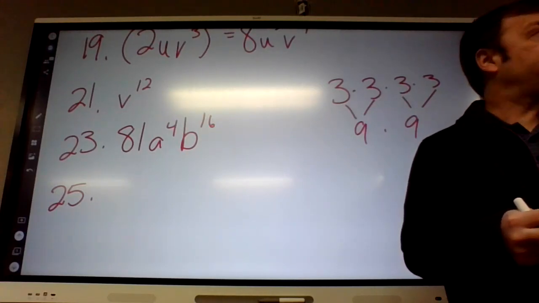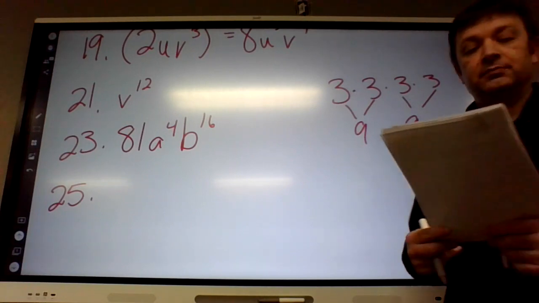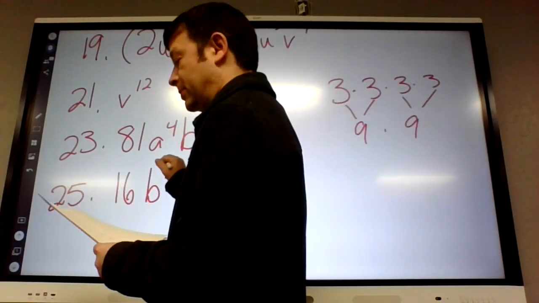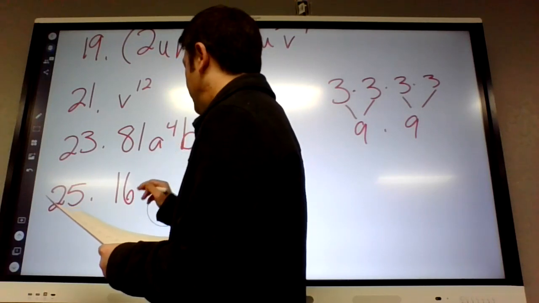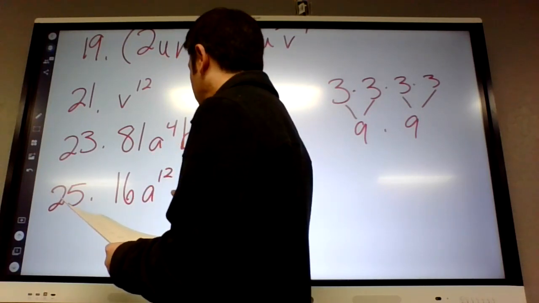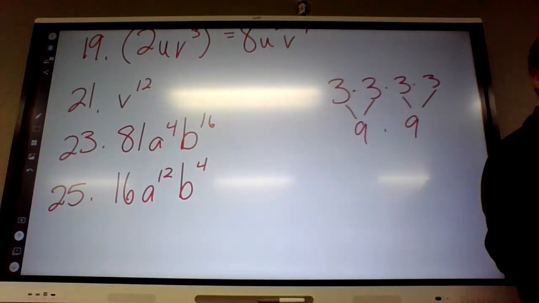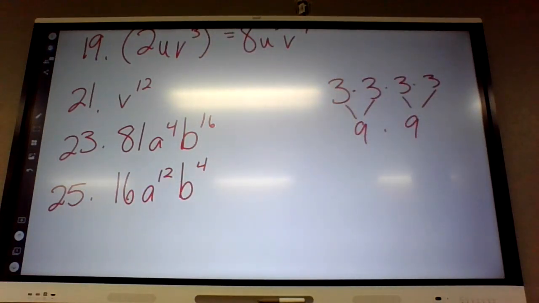Carolyn, 25. 16 B to the 4th and A to the 12th. 16 B to the 4th. I guess that's out of order. I'm going to go ahead and put A to the 12th, B to the 4th, just to keep everything the same. Makes it easier.